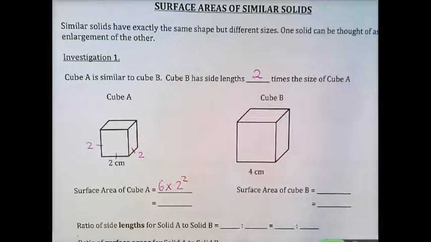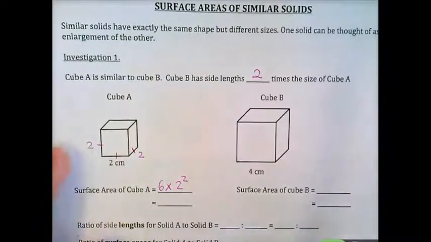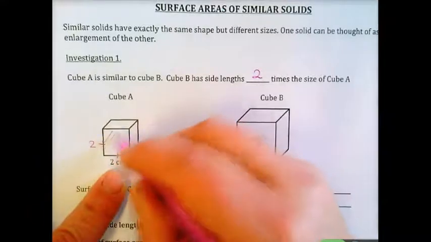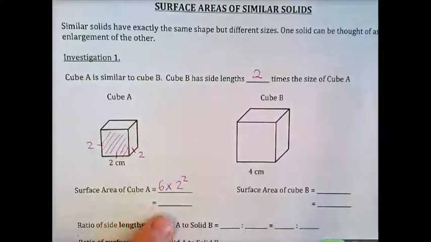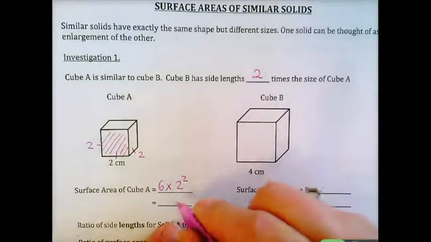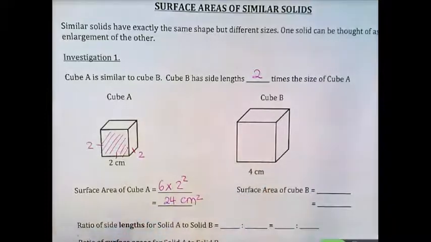There are a few formulas. For a cube, you can just find the area of one face, which is this one, and then times it by six because there are six identical faces. So it's six times four, which is 24 centimeters squared.